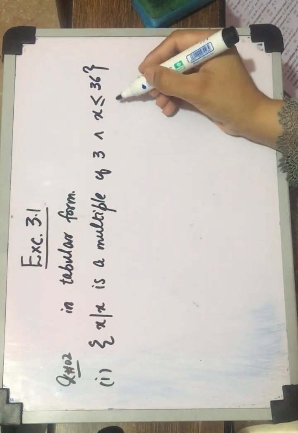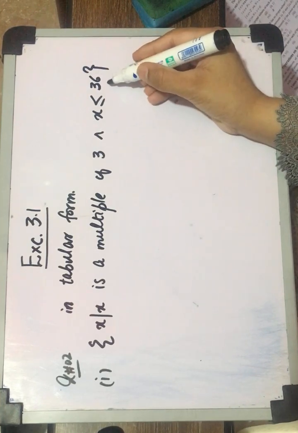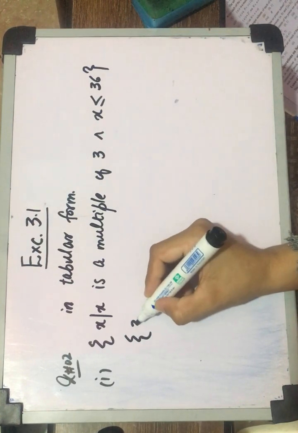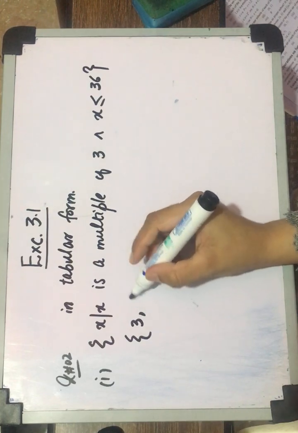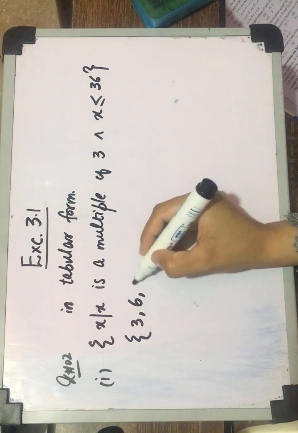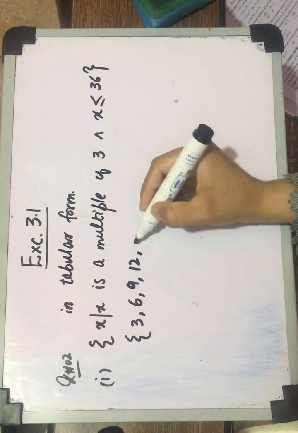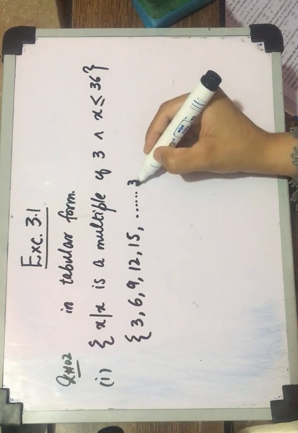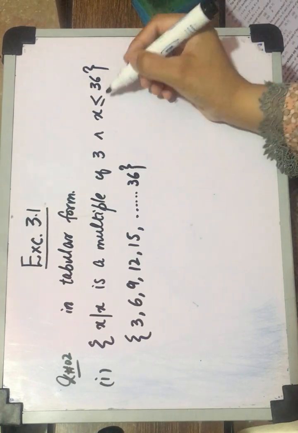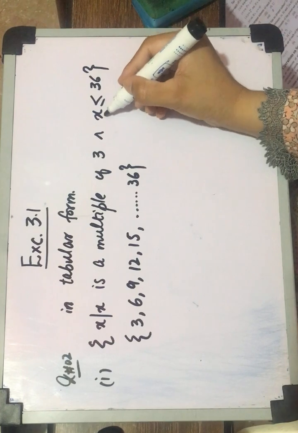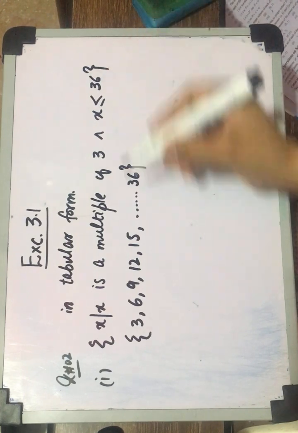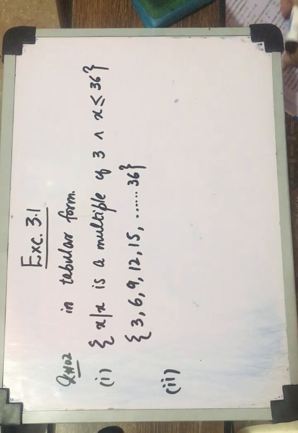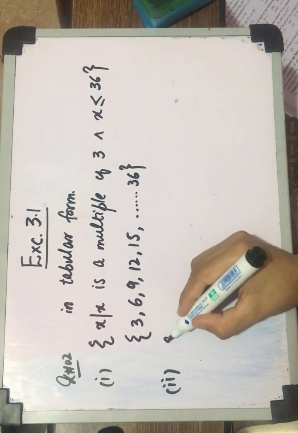Okay, we have to list all the elements which are less than or equal to 36 and they should be the multiples of 3. So what are the multiples of 3? 3 and then 6, 9, 12, 15 and so on, up to which number? Up to 36. 36 is included in this set because we can see here x is less than or equal to 36.